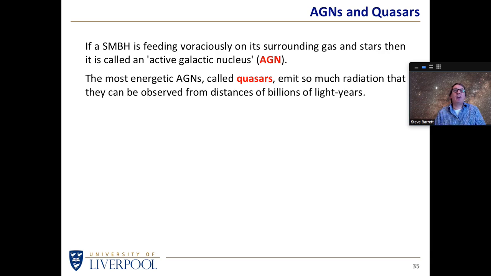The most energetic type of AGN is called a quasar, and they emit so much radiation, either in the form of light or possibly X-rays or radio waves. They emit so much radiation they can be observed from absolutely huge distances.